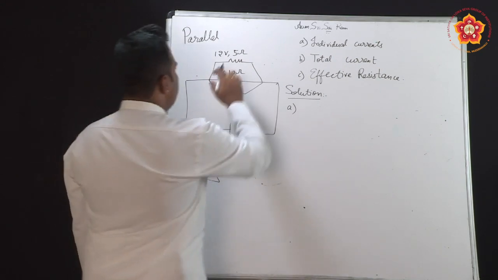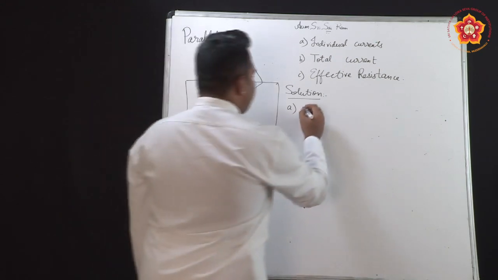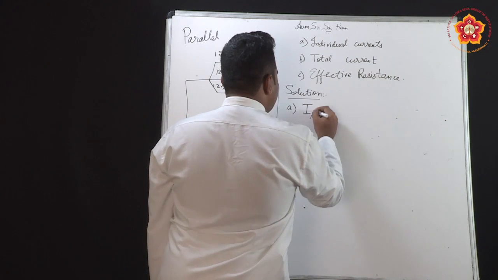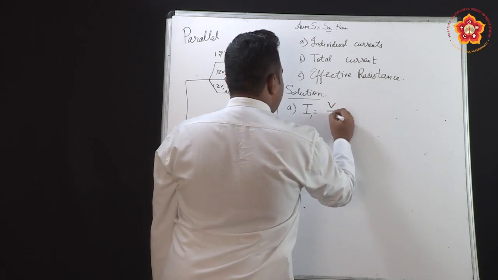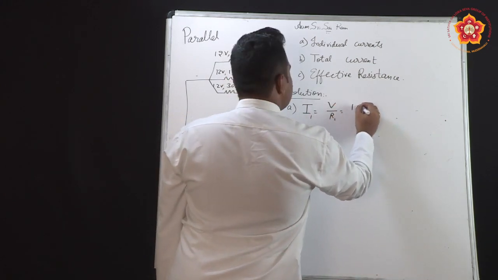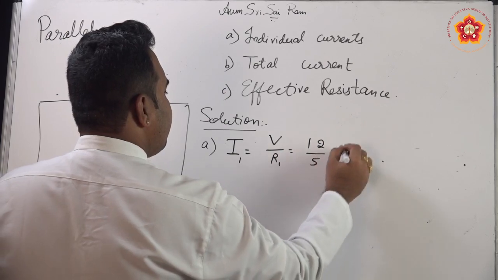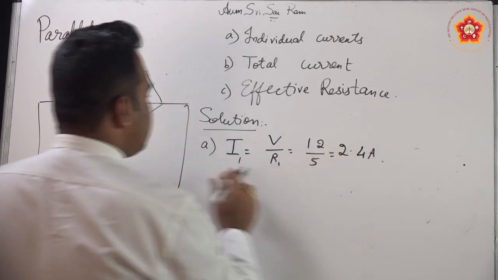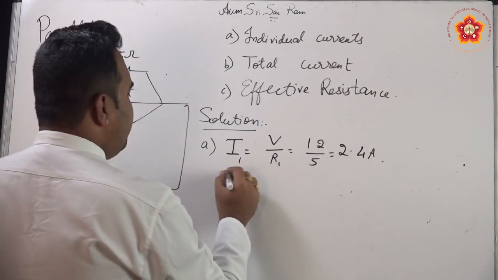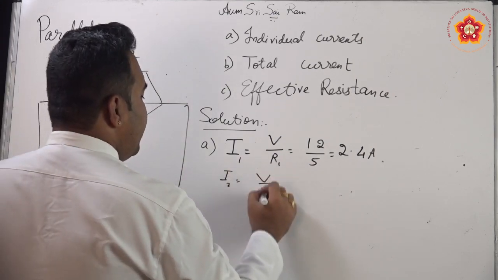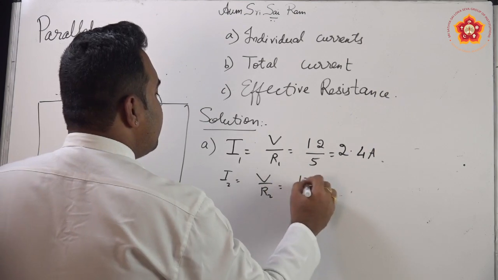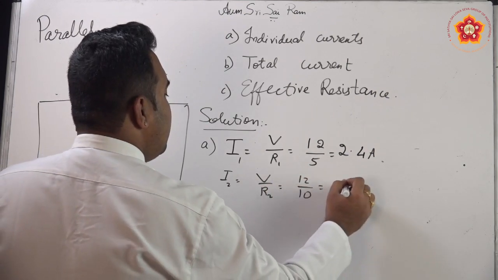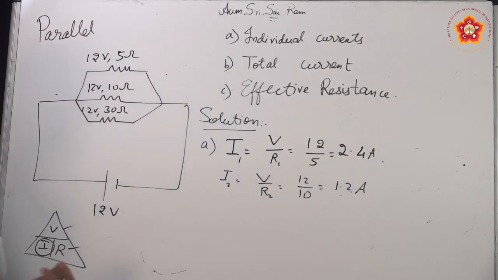So what do we do? I know V, I know R, just divide them. So I1 will be V by R1, that is 12 by 5, 2.4 amperes. I2 will be what? V by R2, 12 by 10, that is 1.2 amperes.